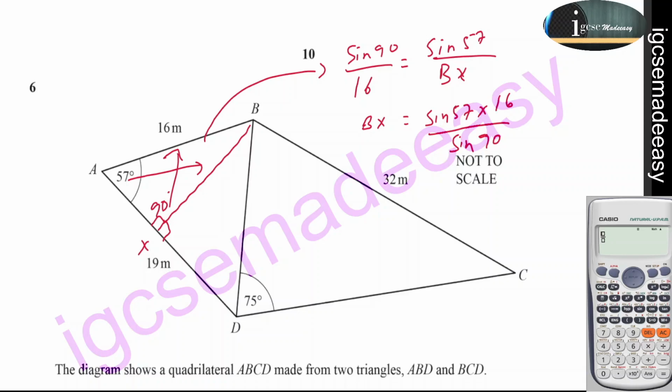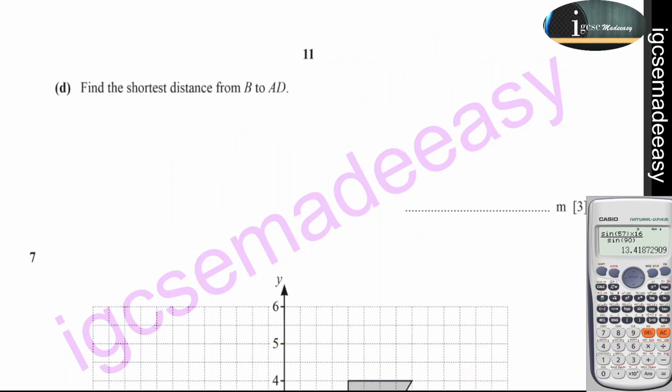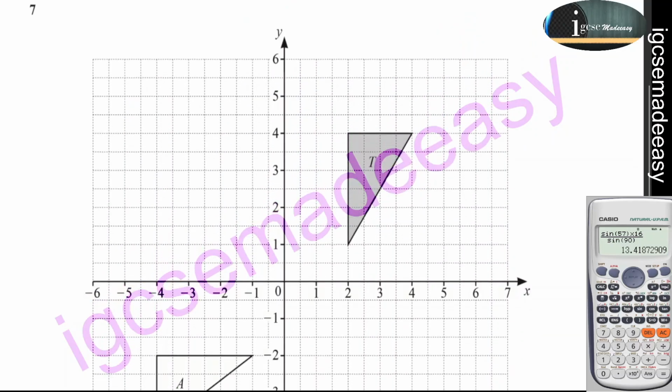So we can write it as sine 57 times 16 by sine of 90 degrees, and the answer is 13.41. You can write it as 13.41. So copy these things over there. So that is 13.41, which will be your final answer.